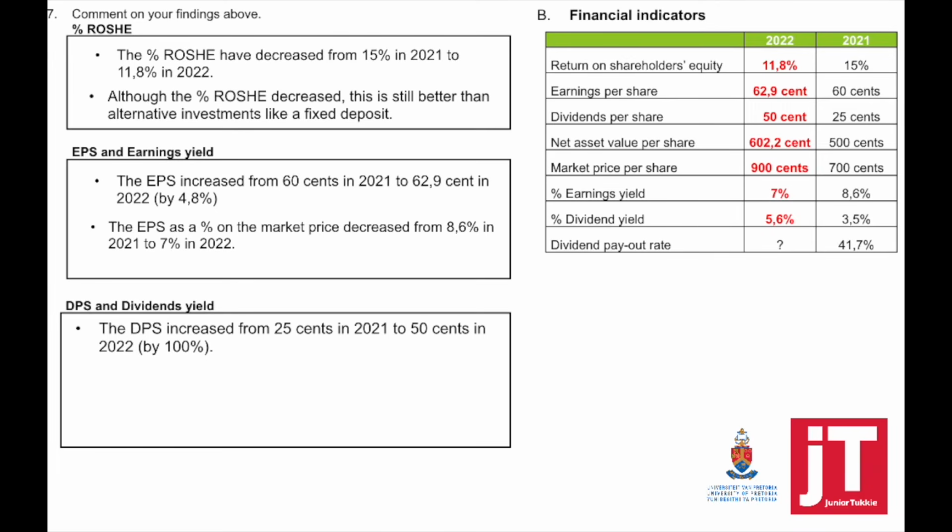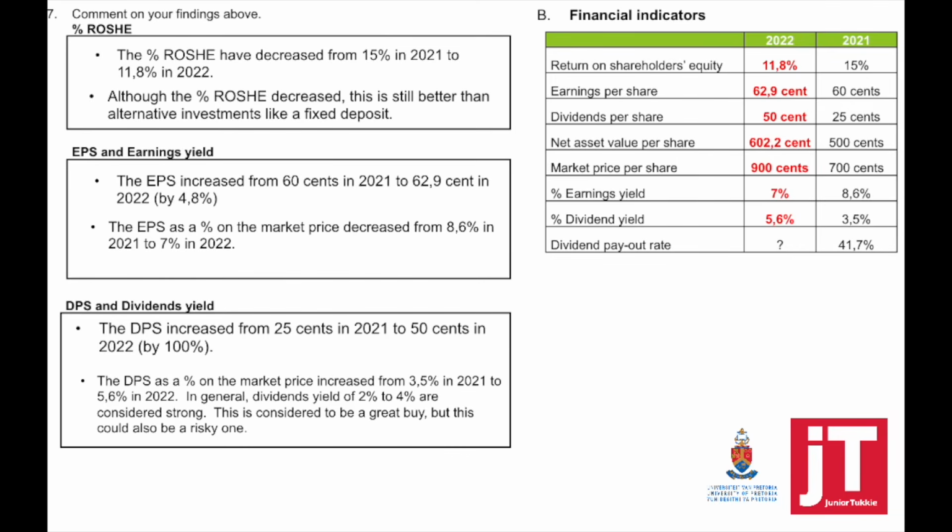Dividends per share, it increased from 25 cents to 50 cents. So it actually increased by 100%. When we're looking at the dividends per share as a percentage on the market price, what happened? It increased from 3.5% to 5.6%. In general, a dividend yield of 2 to 4% is considered strong. This is to be considered then great, but this could also be a risky one.